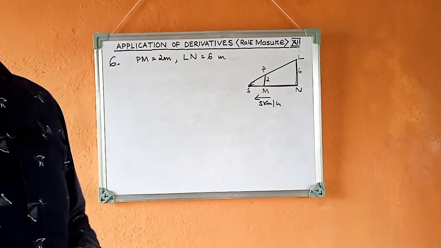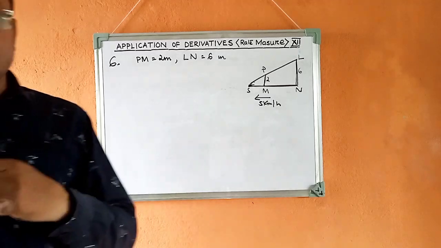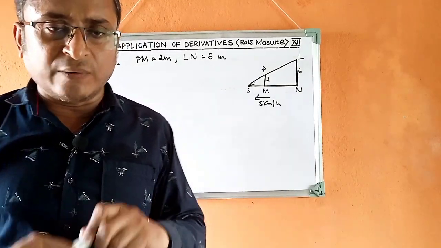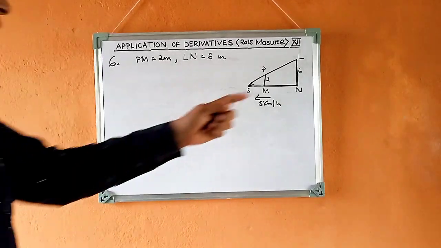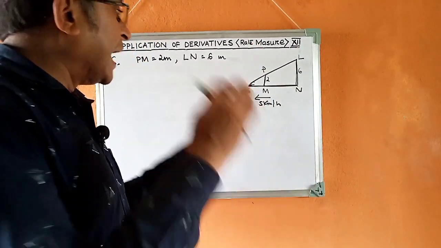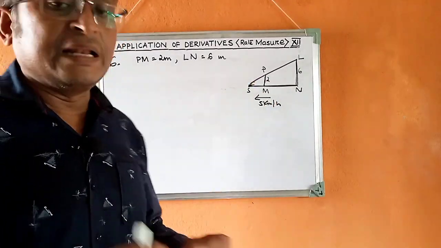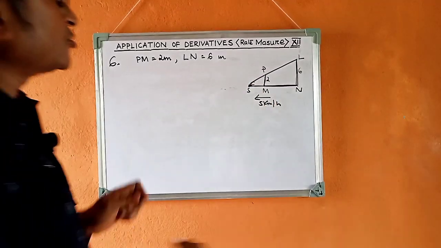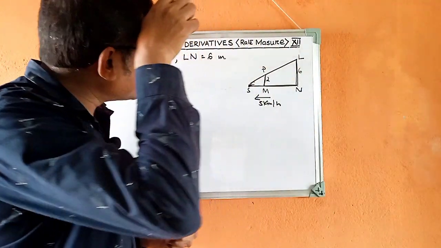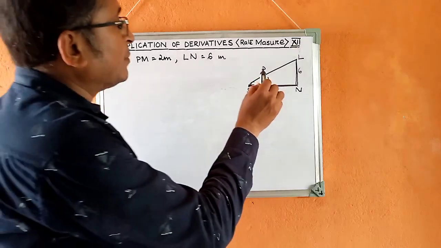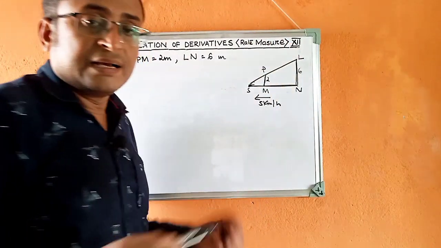Now the question is to find the rate at which the length of the shadow increases. Let NL be the height of the lamppost, PM be the height of the man. Now here we form a similarity. These two triangles, PSM and LSN, are similar triangles.